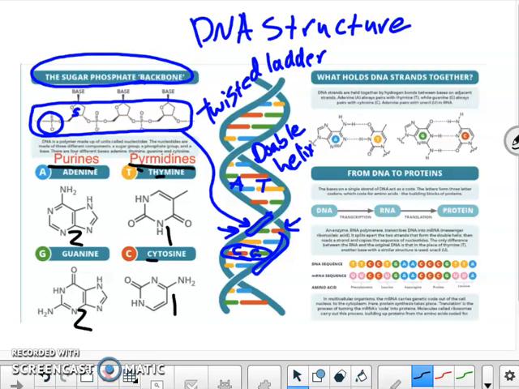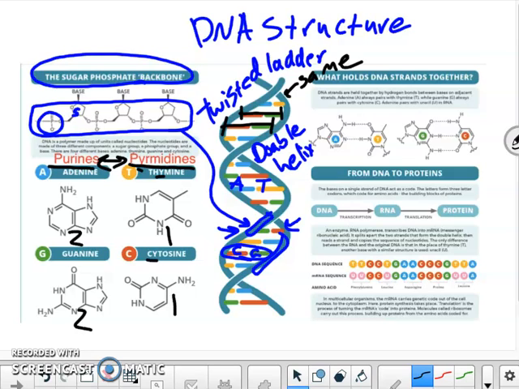So the reason why this somewhat matters is if you look over here, 2 rings plus 1 ring, 2 rings plus 1 ring, that keeps the distance here between the 2 rungs always the same, even though it doesn't look that way because it's twisted, because of the number of rings going across. So that's why purines can only bind to pyrimidines.